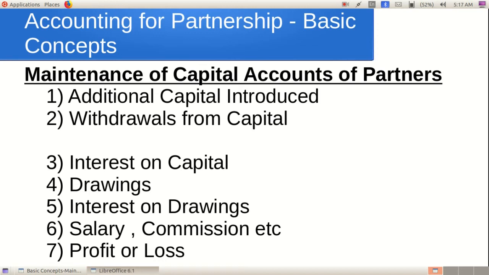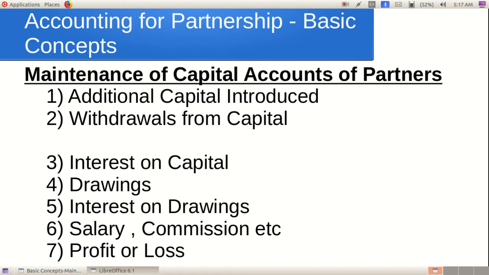Next one is interest on drawings. If the partnership deed contains a provision to charge interest on the drawings of partners, then a business firm can charge interest on them, that is, on the amount which they withdraw from the business. Such interest is an income to the business, but it is a loss to the partners. So when a business charges interest on drawings, that interest will reduce the capital account. So drawings and interest on drawings both will reduce the capital account of partners.